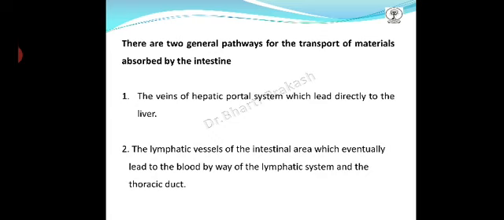There are two general pathways for the transport of materials absorbed by the intestine. First, the veins of the hepatic portal system, which lead directly to the liver, and two, the lymphatic vessels of the intestinal area, which eventually lead to the blood by way of the lymphatic system and thoracic duct.